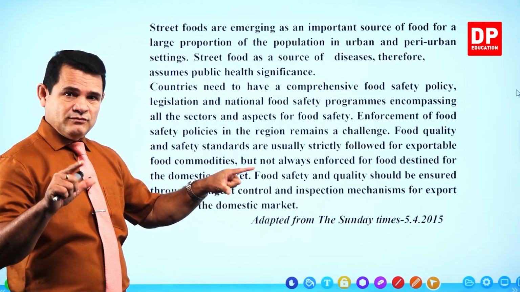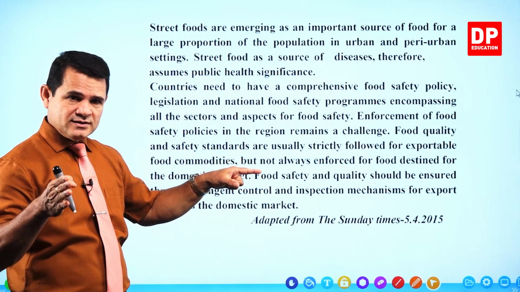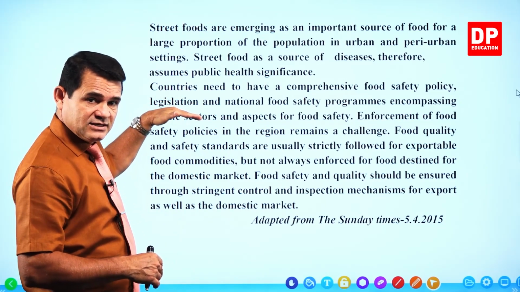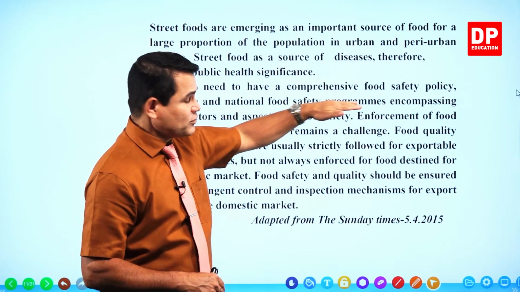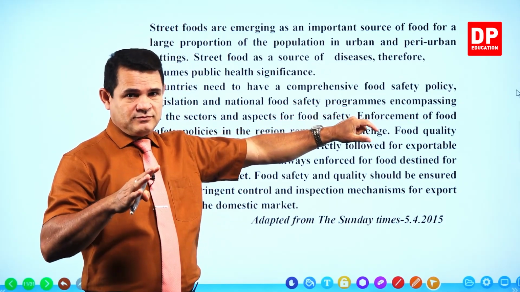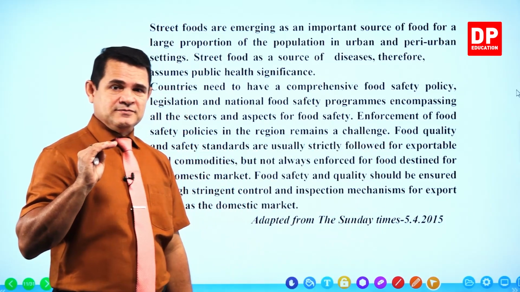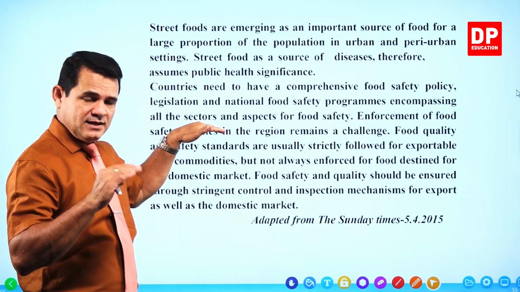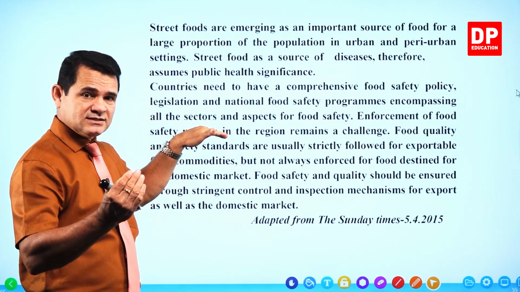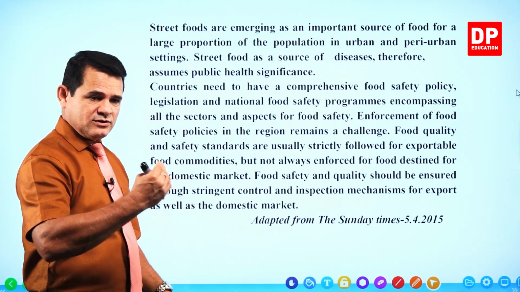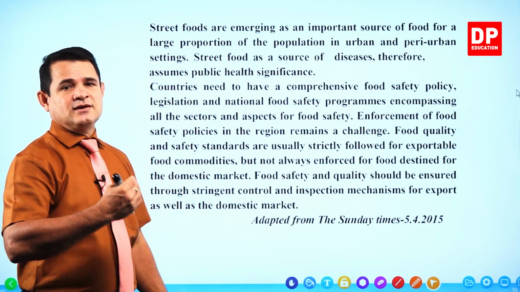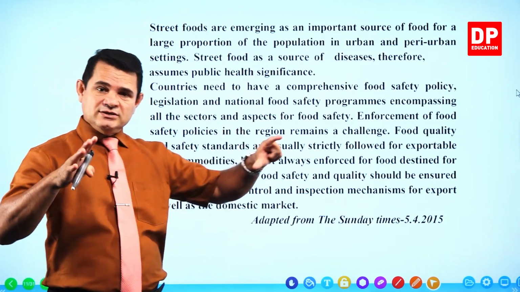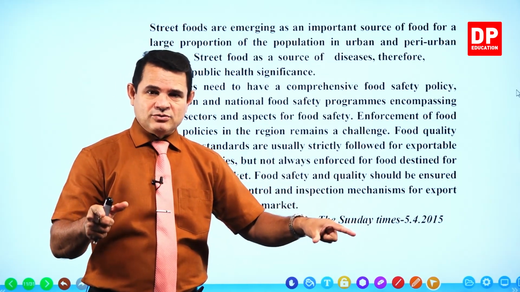This comprehensive food safety policy, මේ සංකීර්ණ ආහාර සුරක්ෂිත ප්‍රතිපත්තියට ඇතුළත් වෙනවා මොනවද? As legislations and the national food safety programs. ජාතික ආහාර සුරක්ෂිත වැඩසටහන් වගේම legislations නීති සම්පාදනය, right? නීති රීති and encompassing all the sectors. මේ නීති වලින් ආරක්ෂා ආවරණය වෙන්න ඕනේ all the sectors, හැම අංශයක්ම. Not only transporting, not only farming, not only storing, preparing, selling, all these sectors for food safety. All these things should be covered with those legislations or the rules or regulations.